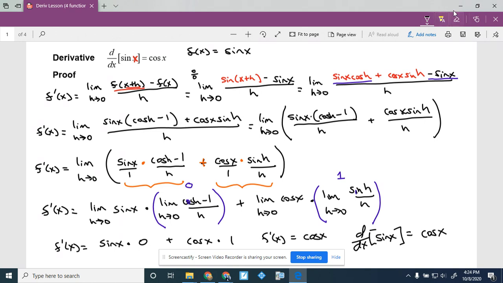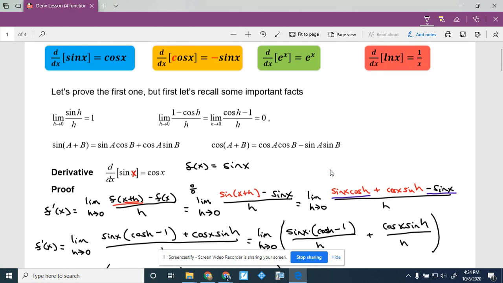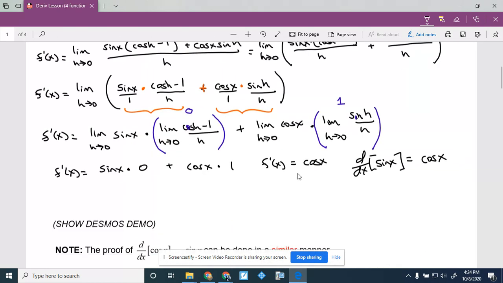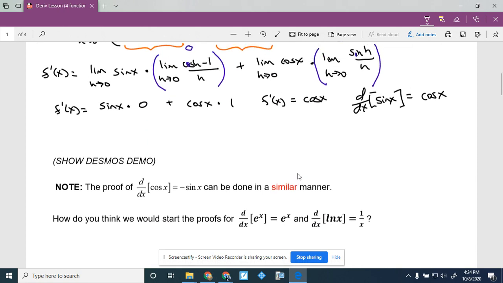And on top of that, and I'm not going to prove these others for you today, but you got to remember to memorize that the derivative of cosine x is negative sine x. The derivative of e to the x is going to be e to the x, easiest one in America. And the derivative of ln of x is 1 over x. So that's the stuff that you have to memorize. All right, so that being said, let's do a couple of things.